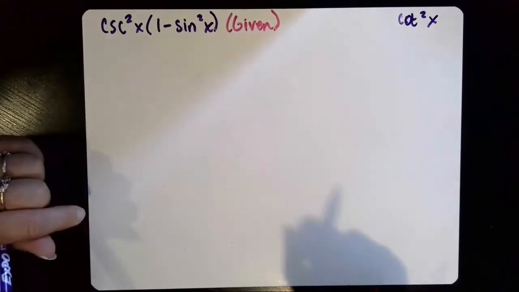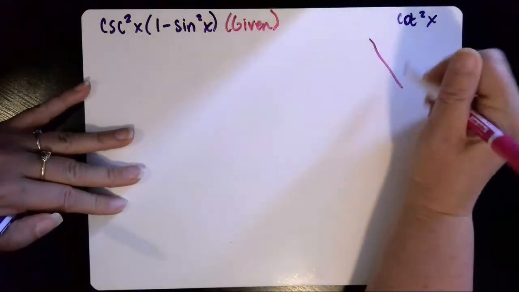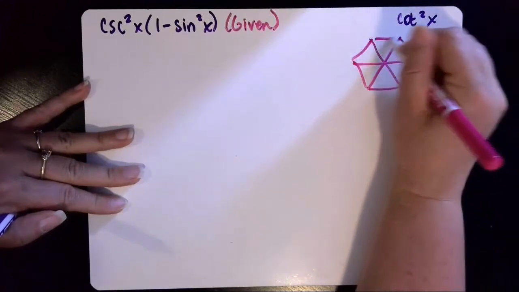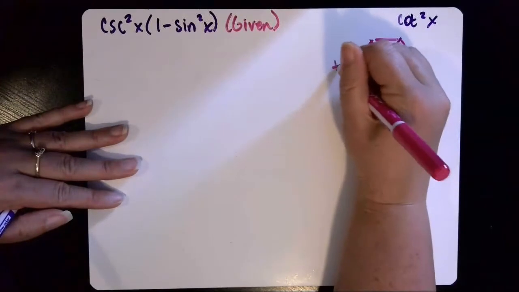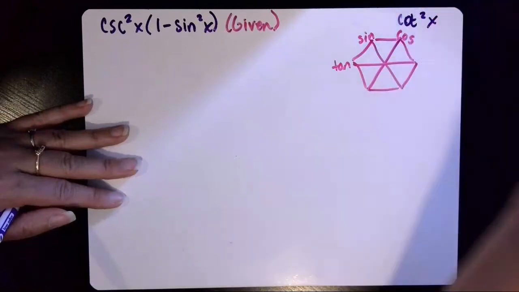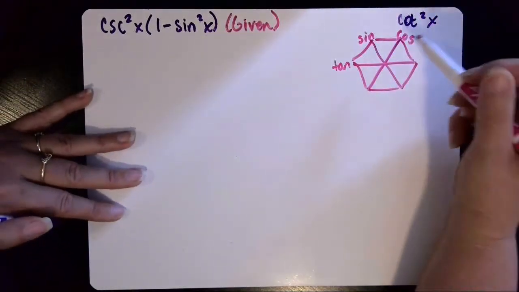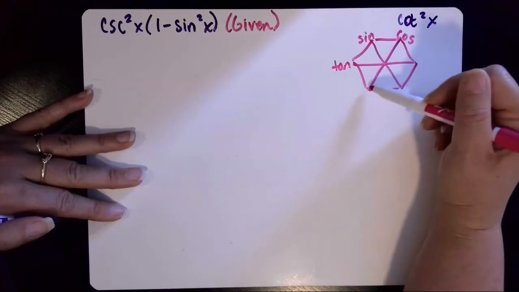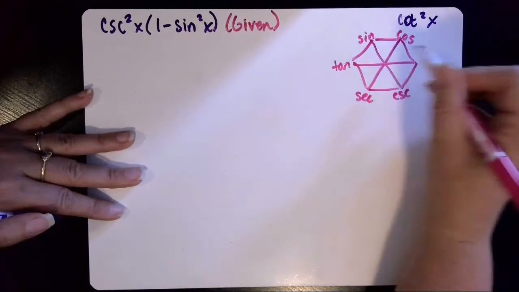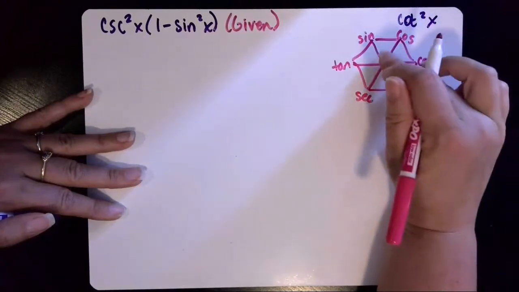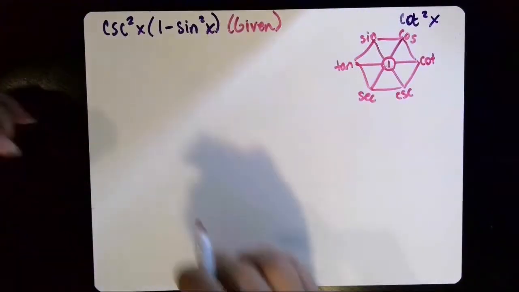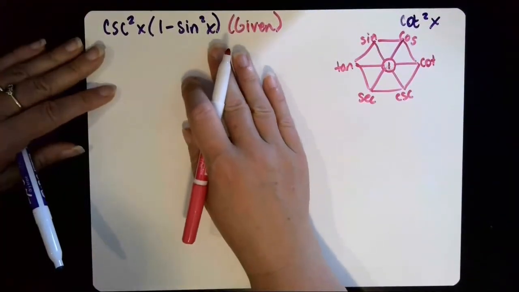Okay, then I want to recall my trig identity hexagon so I can remember the fundamental trig identities. So tangent is the quotient of sine divided by cosine, and then we use the reciprocal identities to fill in the rest. So cosine's reciprocal is secant, sine's reciprocal is cosecant, tangent's reciprocal is cotangent, and the center always gets a 1.